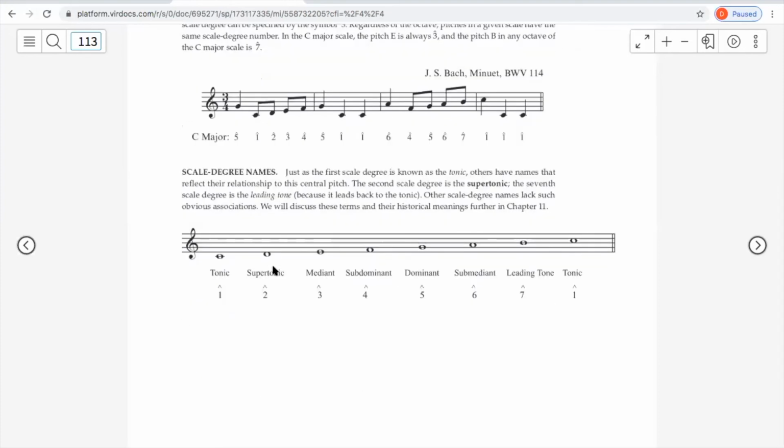As I mentioned, the scale degrees don't just have numbers, they also have names. We already heard that 1 is tonic. Remember, this is 1 again, tonic. 2 is supertonic, meaning above the tonic. 3 is mediant. 4 subdominant. 5 dominant. 6 submediant. 7 leading tone. And 1 again, tonic. And you need to memorize those. Those are very important. Tonic, supertonic, mediant, subdominant, dominant, submediant, leading tone, and tonic.